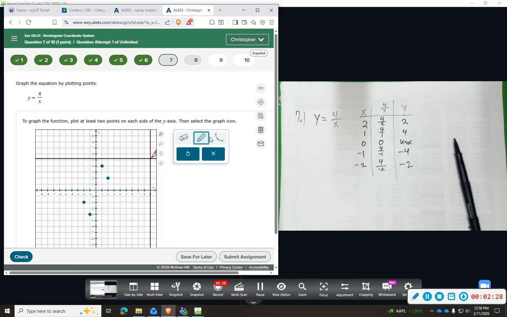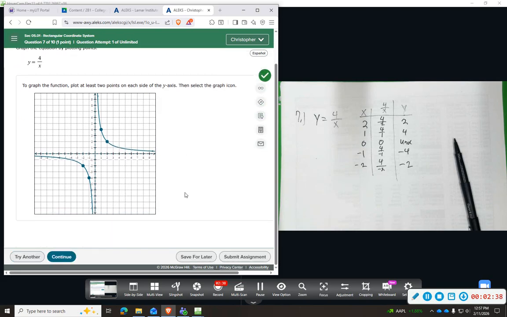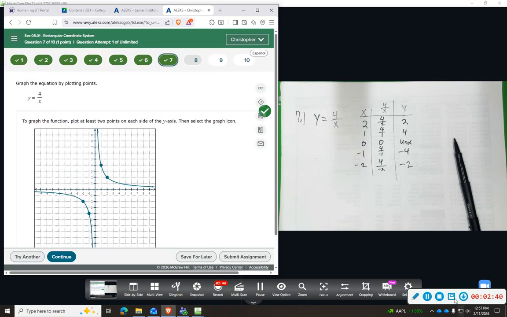Okay. And so this is going to be that curve. You just put it on there for us. Only line you can do. And then you can check it. It's good.